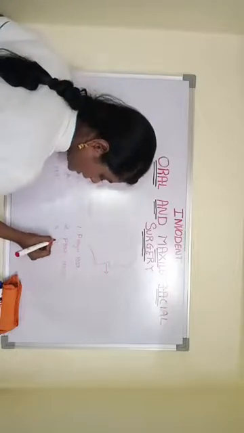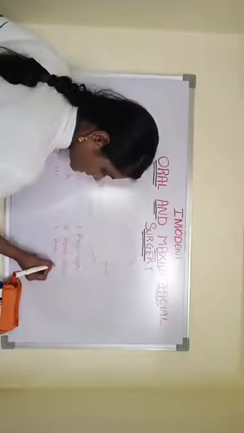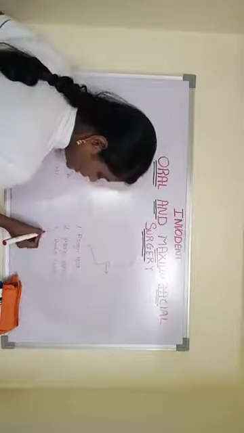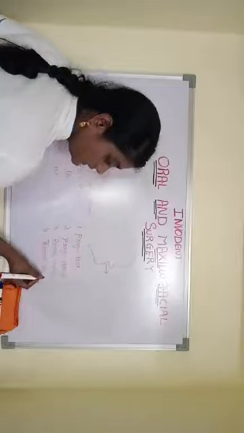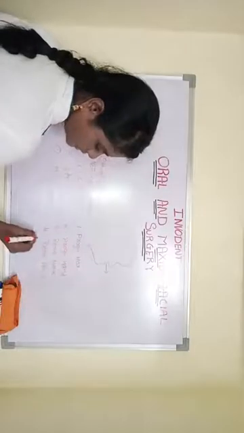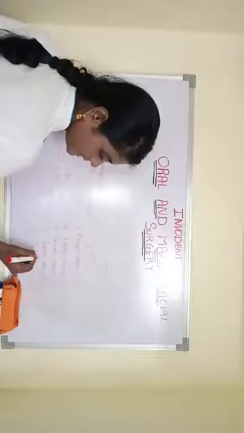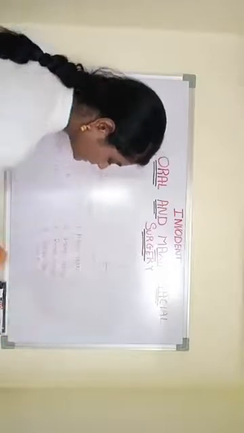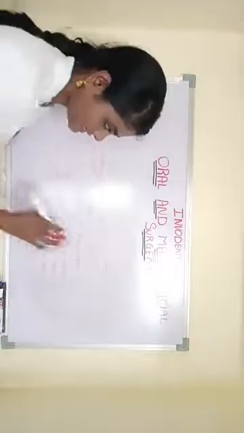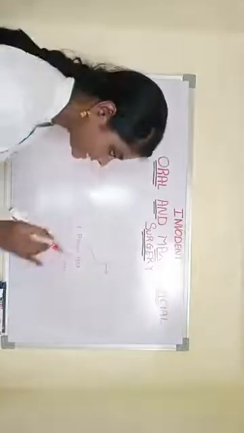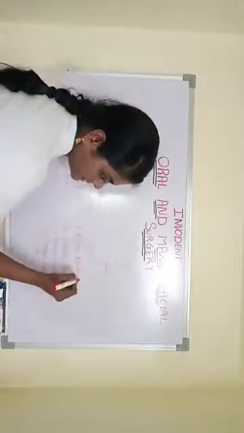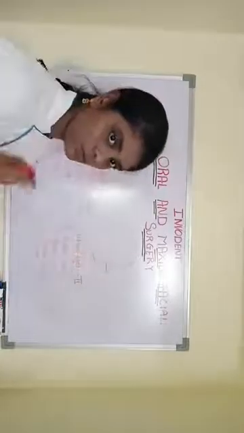There may be a retrognathic maxilla. There may be a retrognathic mandible. And there is another condition also, vertical maxillary axis. So when do we find prognathic maxilla? In skeletal class 2 cases.